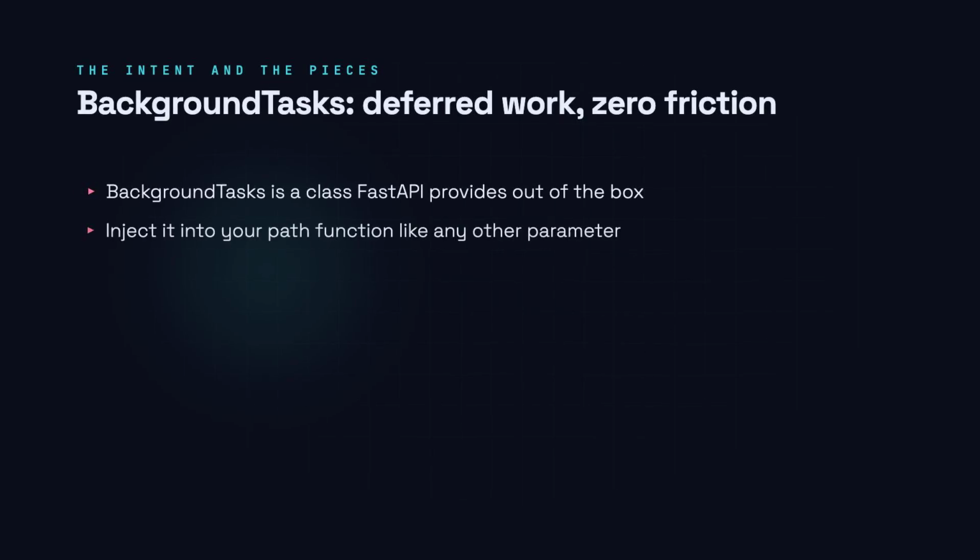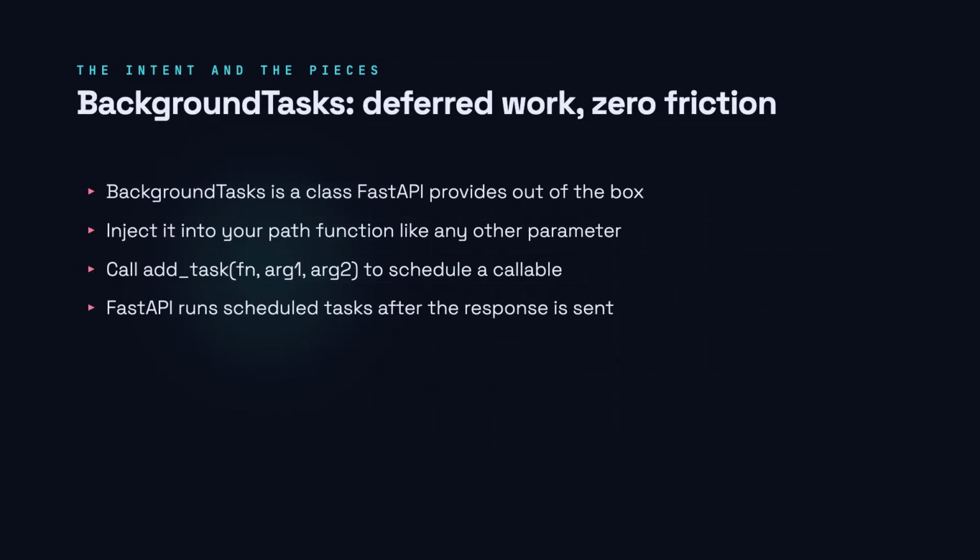FastAPI ships a class called BackgroundTasks. You declare it as a parameter in your path operation function. FastAPI sees the type hint and injects an instance automatically, the same way it injects query parameters or dependencies. You then call add_task, passing the function you want to run, plus any arguments it needs. FastAPI holds on to that list and executes every task after the HTTP response has been sent to the client.